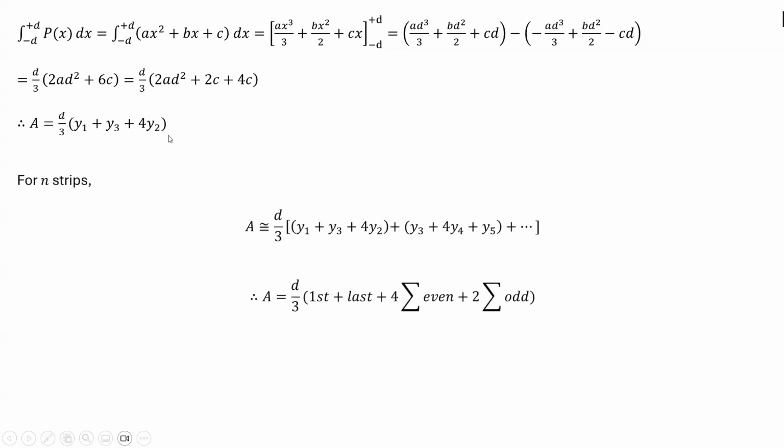So what does it tell us? It tells us that for n number of strips, we take our first height value and the last height value. And for the even ordinates, we multiply by 4, and for the odd ordinates, we multiply by 2. Because of this structure, Simpson's rule requires an even number of strips.